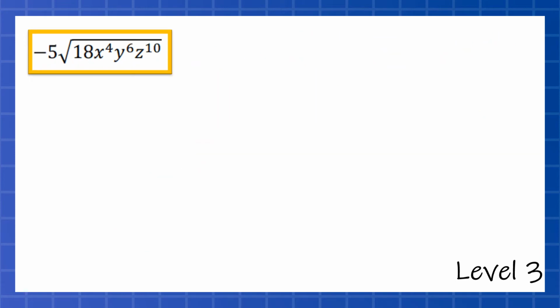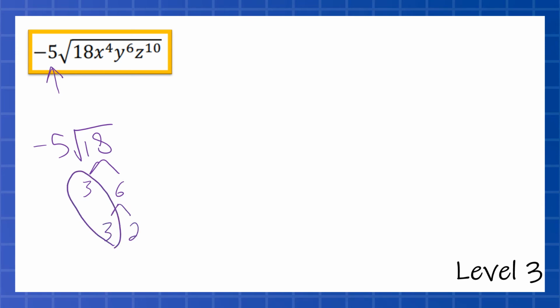We can make this slightly more difficult by putting stuff on the outside of the square root to begin with. The good thing is we're going to leave it on the outside. Let's go ahead and simplify it with that negative 5 on the outside, and let's deal with the numbers first. I need to divide 18, and I'm going to say that's 3 and 6, and 3 and 2. So notice that we have a pair of 3's and a 2 left over. So that means I'm going to put that pair of 3's outside.